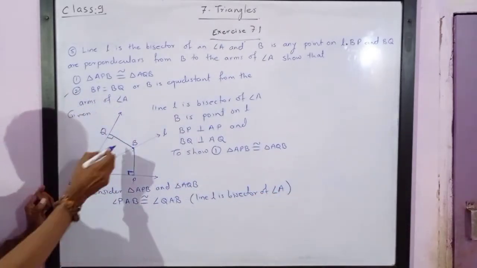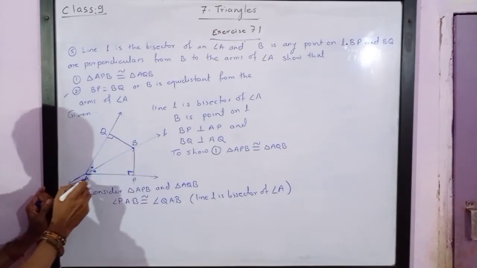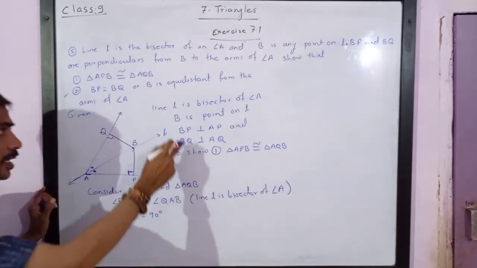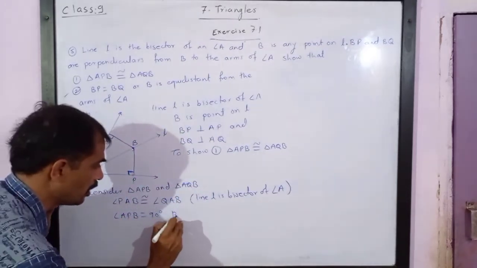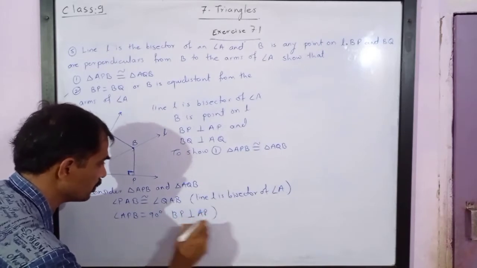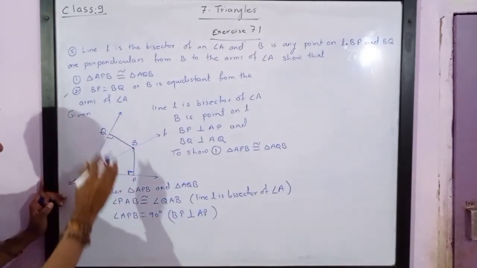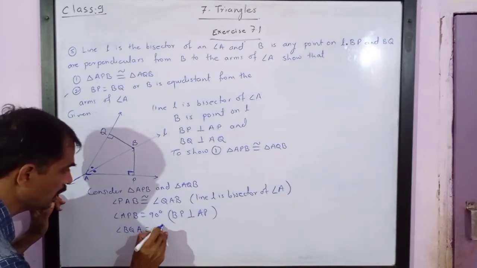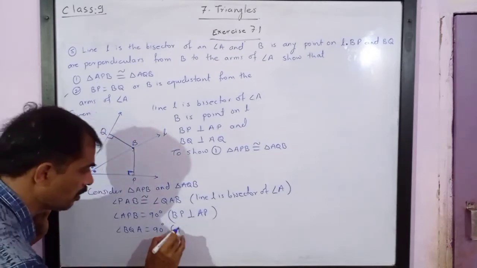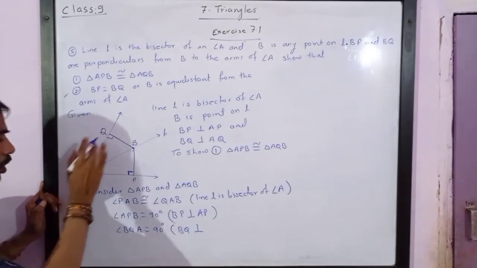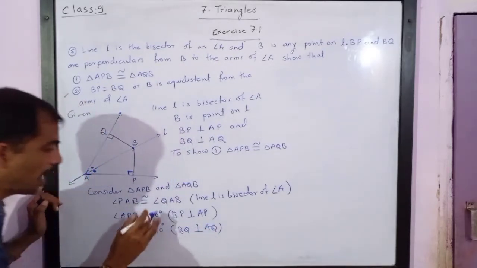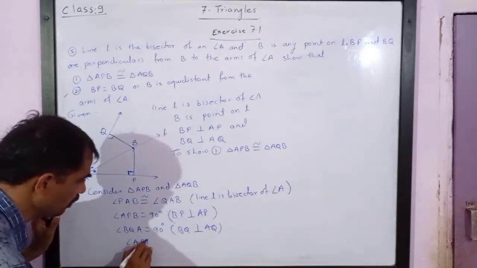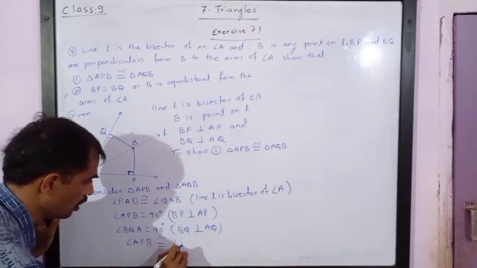Now this angle APB is 90 degrees. Reason is we are given that BP is perpendicular to AP, and angle BQA is also equal to 90 degrees. Reason is BQ is perpendicular to AQ. Now both angles are equal. It means these two angles must also be congruent. So I will get angle APB is congruent to angle BQA.